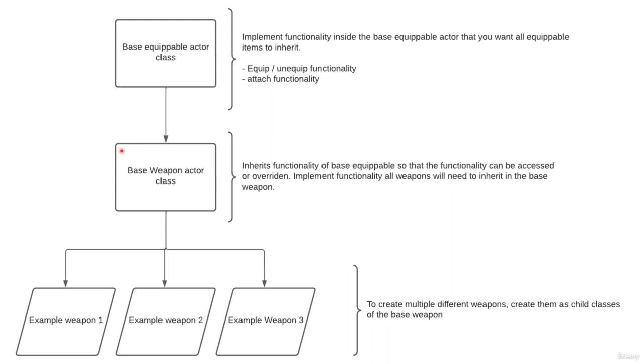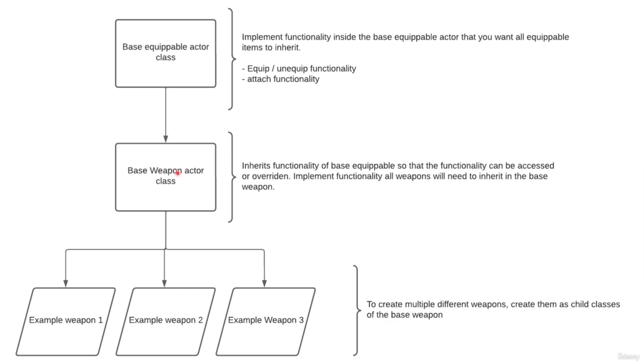We are also going to create a base weapon actor class, and this base weapon actor class will be a child of the base equipable class, and therefore will inherit all the variables and functions we created in the base equipable class. In the base weapon actor class, we can override the variables and functions created in the base equipable class to create specific functionality for weapons. So for example, you can override equip and unequip functions to give specific functionality to the base weapon, so that way the weapon can call its own version of these functions.